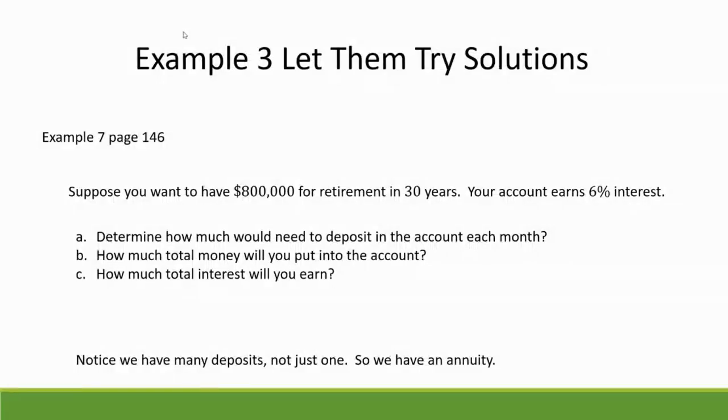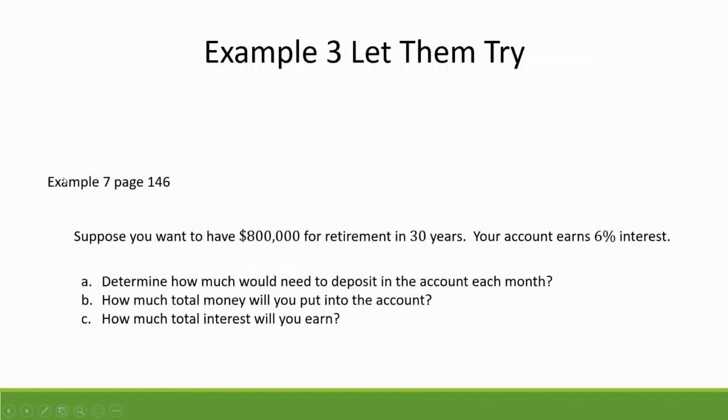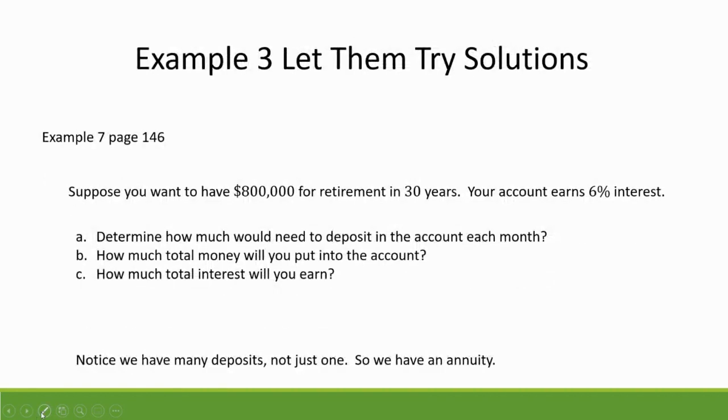All right. So again, here we have this example to do. We want to have $800,000 in our retirement account in 30 years. Also, the account is earning 6% interest. Now, we want to know how much we need to deposit into the account each month. So it's really just like the previous question.